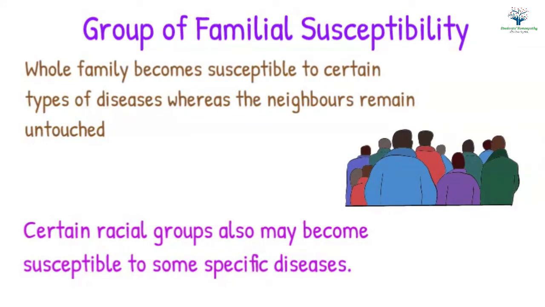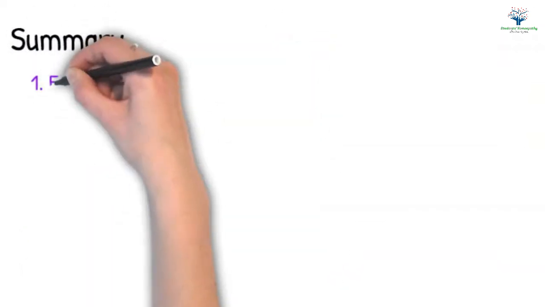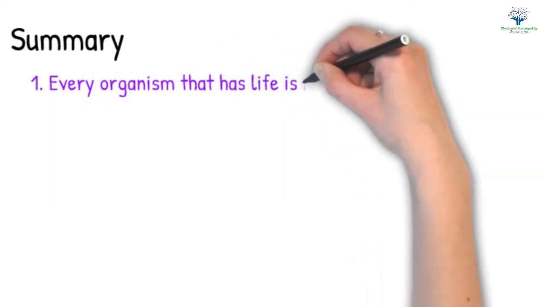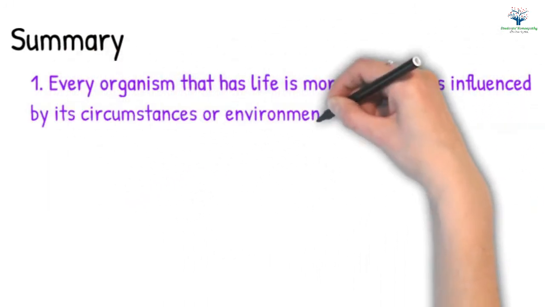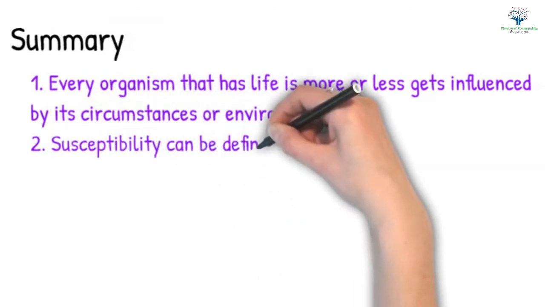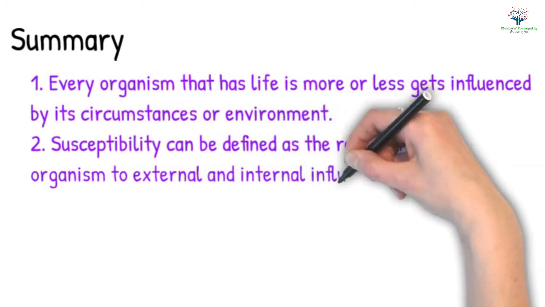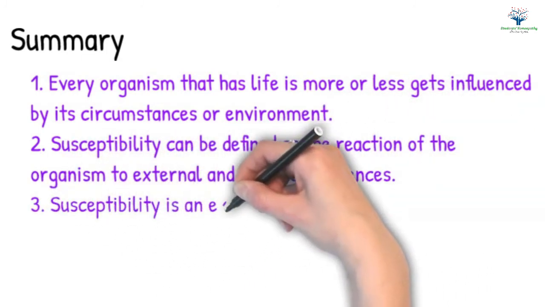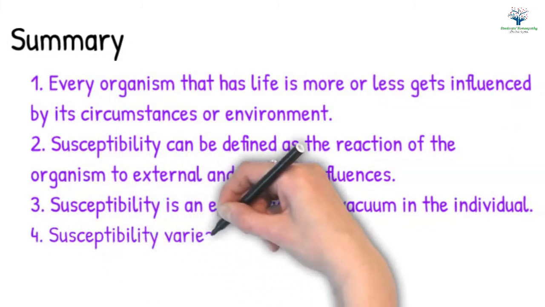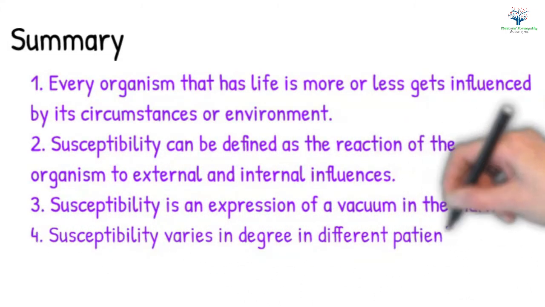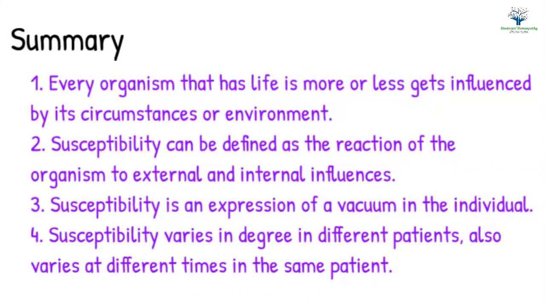Now, summarizing the things. Every organism that has life more or less gets influenced by its circumstances or environment. Susceptibility can be defined as the reaction of the organism to external and internal influences. Susceptibility is an expression of a vacuum in the individual. Susceptibility varies in degree in different patients, and also varies at different times in the same patient. Susceptibility is more or extreme in childhood.